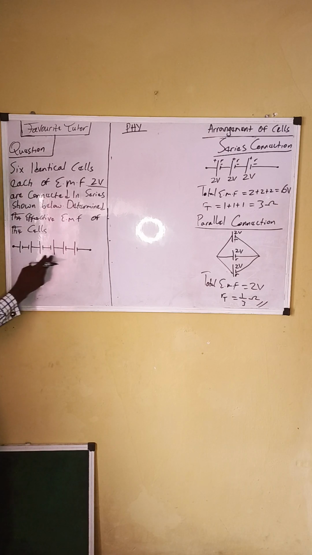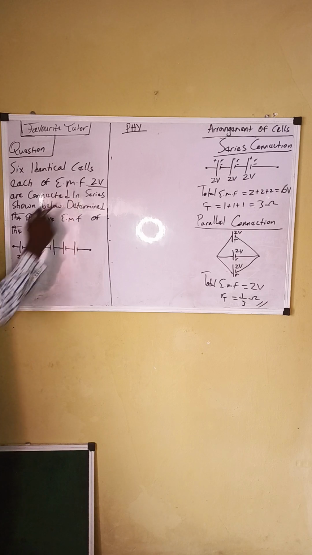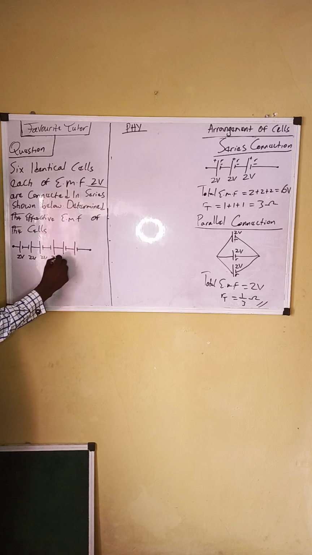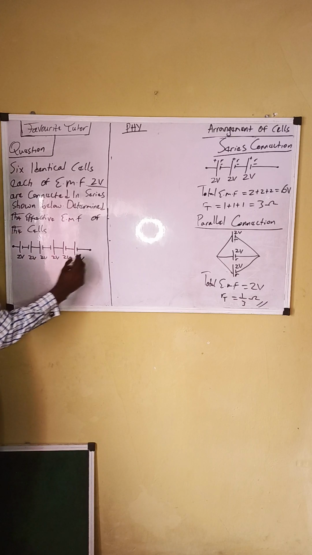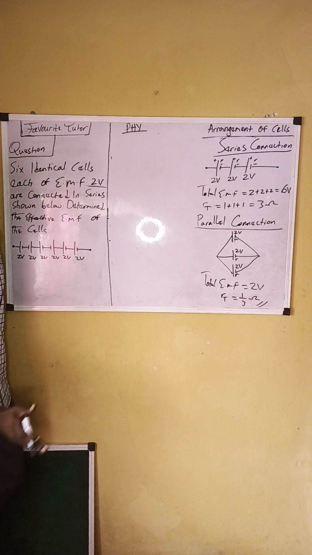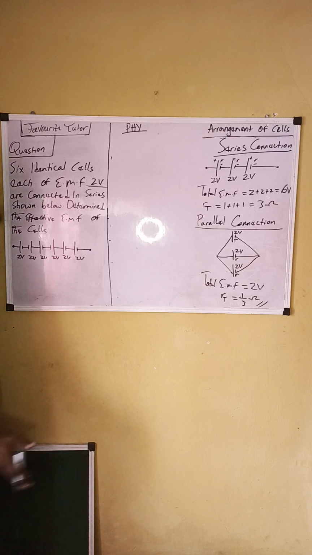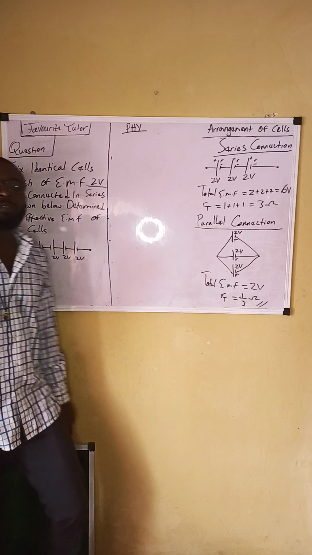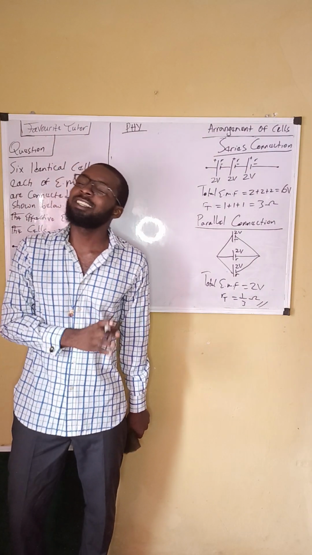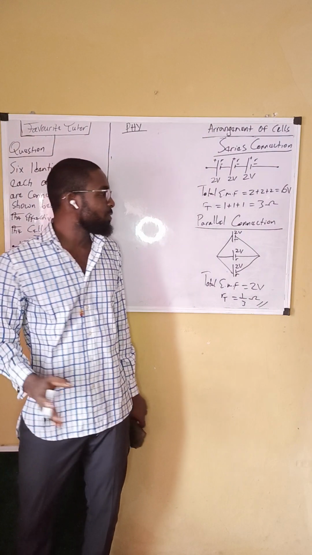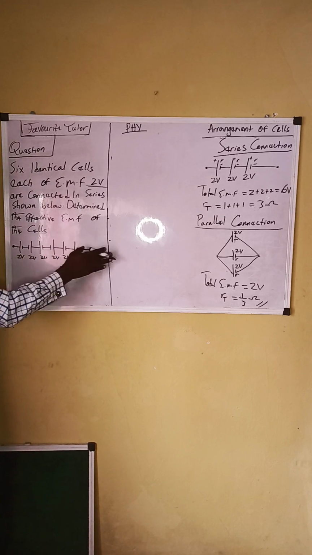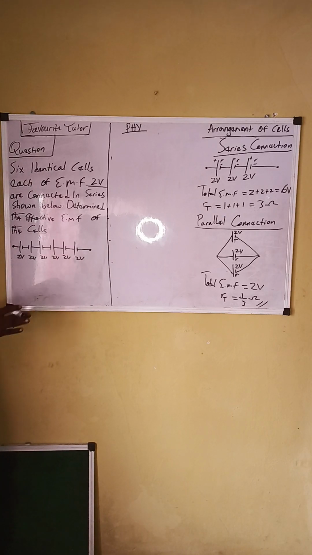Now, these are the cells. These cells are identical. So if one is 2 volts, this one will be 2 volts, 2 volts, 2 volts, 2 volts, 2 volts. And there are 6 in number. They are connected in series. We have to look for the effective electromotive force. To look for the effective electromotive force is the same as the total electromotive force of the cells in the circuit right here.